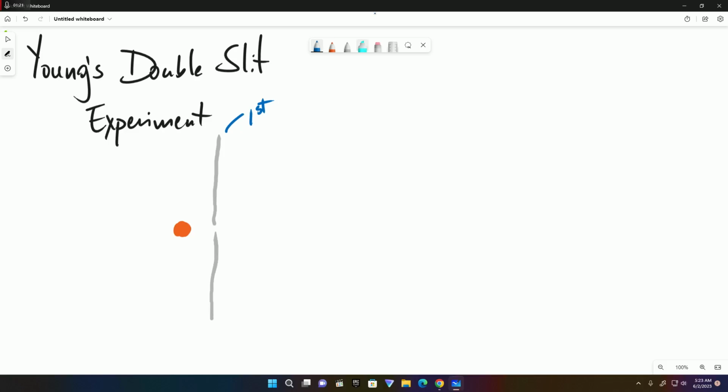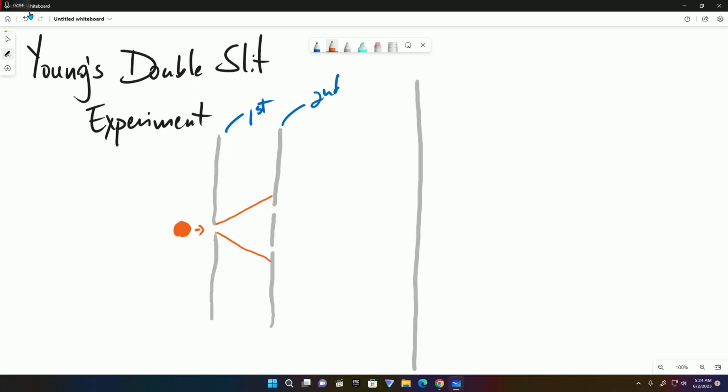and he put one hole in it. Then he got a second piece of material that didn't allow light to pass through, and he put two holes in it. And then he got a final screen or piece of material to allow the light to shine on and create a pattern. So light from this source traveled in this direction, hit the first screen with the first slit, and it diffracted, it spread, and it hit the second screen.